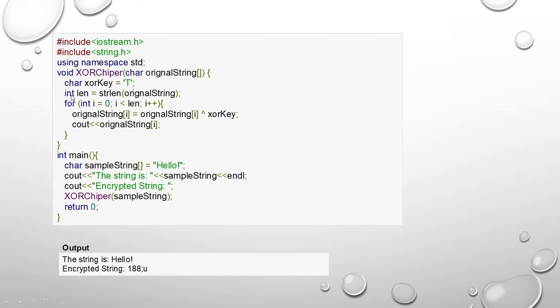Now the key should be assigned. Here my key variable is XOR key, and I am storing the value t. In the previous program I showed you we were storing values like p, q, r, s, t, a, b, c, d, e, f in such a manner. Here directly a constant value is stored, that is t. You may store any value.